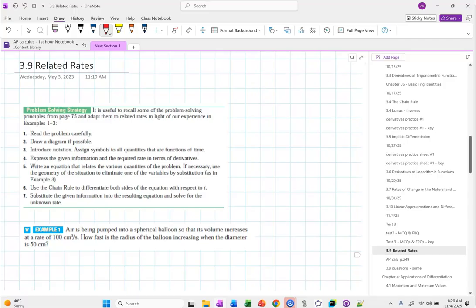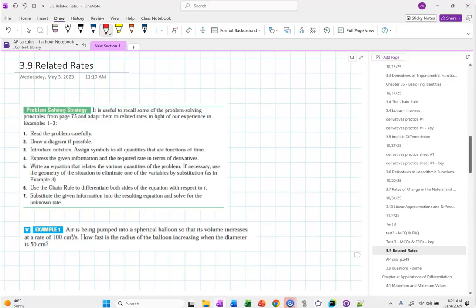So I copied from the textbook their strategy for dealing with these sorts of related rates problems. That's the topic that we're talking about, related rates, by the way. So read the problem carefully, draw a diagram if possible, introduce notation, assign symbols to all quantities that are functions of time. And really that's the part that, naming things appropriately can be so helpful. If I name everything for you, you can probably do it a lot easier than if you're having to name the things yourself.